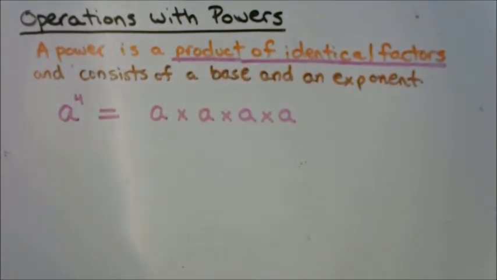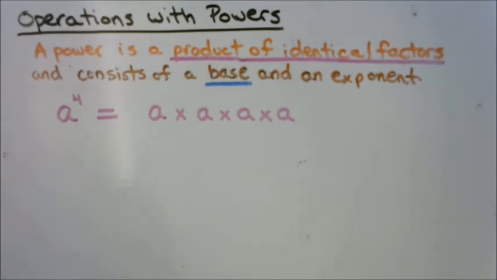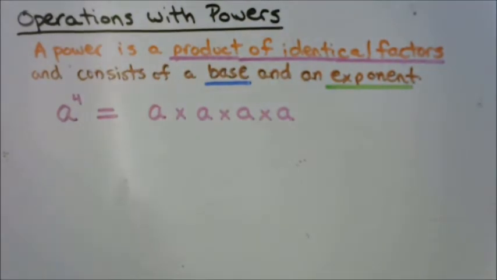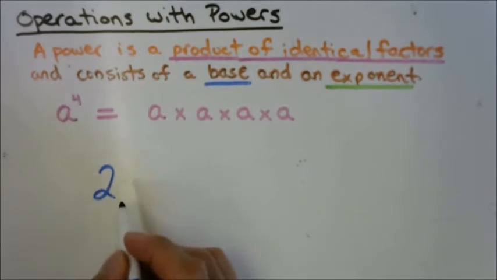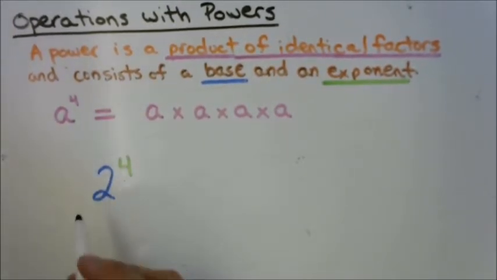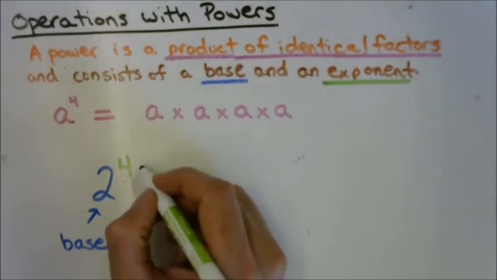Now, we've noticed also that there are two parts to a power. There is the base and the exponent. Okay? The base and the exponent. In this example, 2 to the power of 4, 2 is the base, and 4 is the exponent.